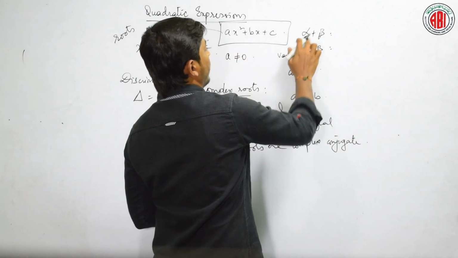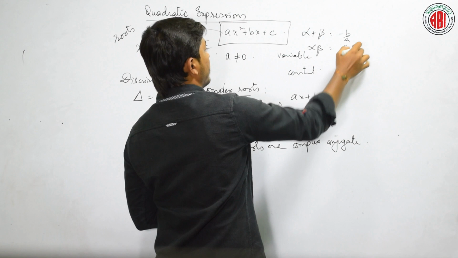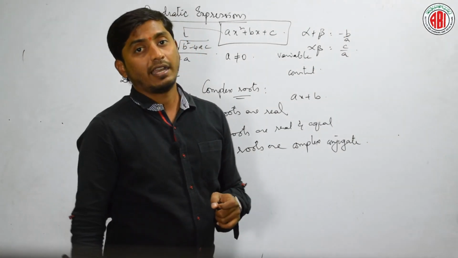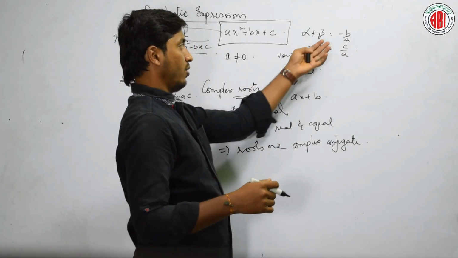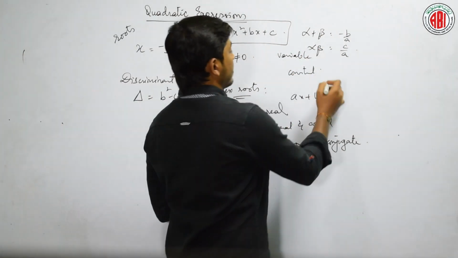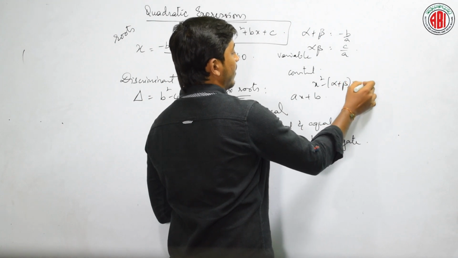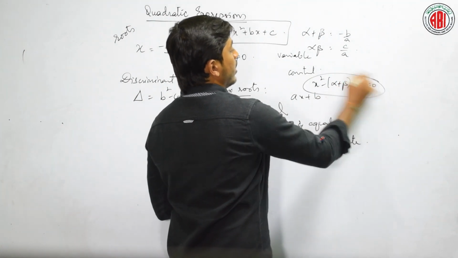Isn't it? What is the formula for sum of roots? Minus b by a. Product of roots? C by a. Is it right? What if they give two different roots? Okay. Then the formula is x square minus (alpha plus beta) into x plus alpha beta is equal to 0. This is a basic form.